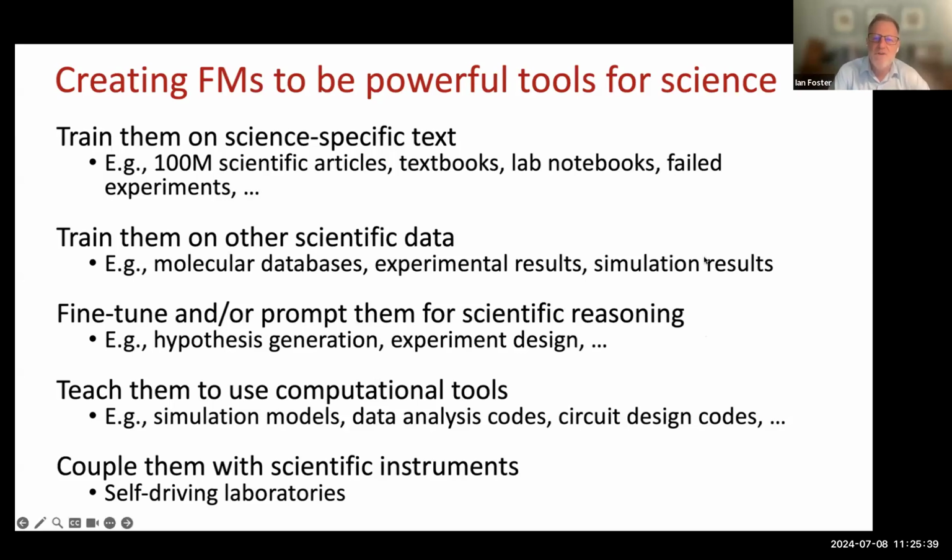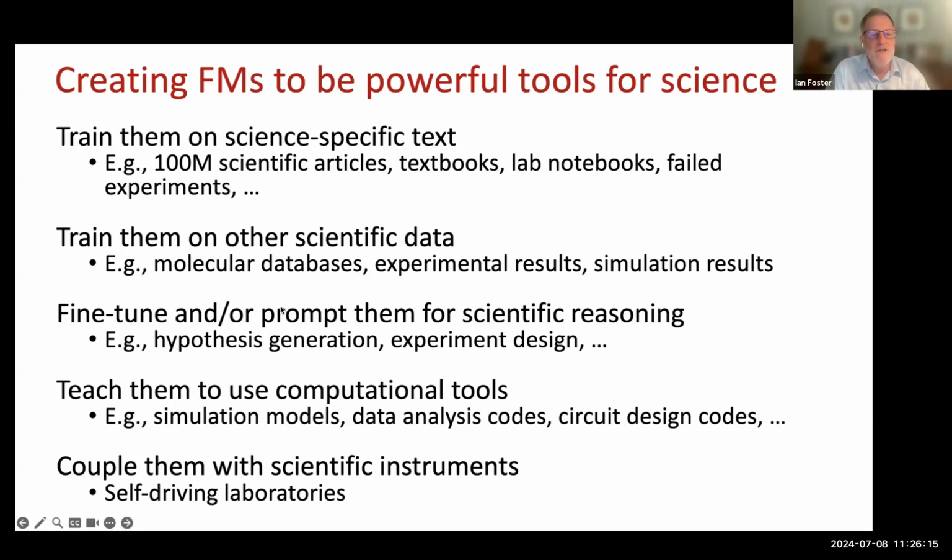Note here the reference to not just scientific articles, which of course are carefully curated descriptions of successful experiments. We'd also like to get descriptions of failed experiments. A much more challenging question is, how can we train on other scientific data? I mentioned a model just now that was trained on data from the Materials Project, but we've got petabytes of other scientific data. Which of those data are useful for training models, which are not?